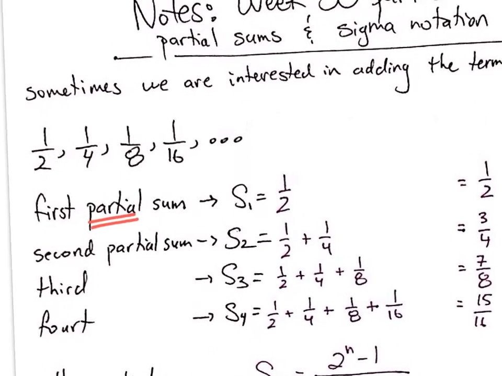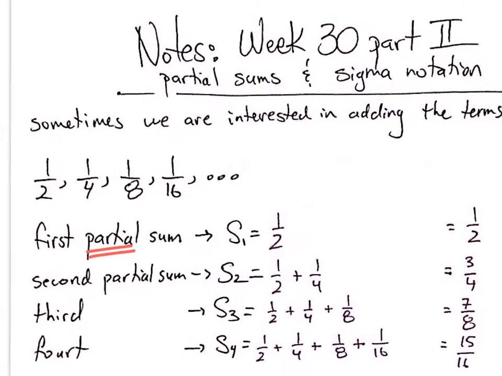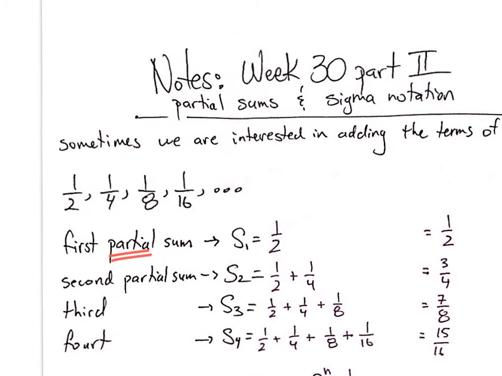So let's take a look at our values here. The first partial sum, 1/2, is just 1/2. 1/2 plus 1/4 is 3/4. Do your common denominator stuff. 1/2 plus 1/4 plus 1/8 is 7/8. And for the fourth partial sum, we end up with 15/16.